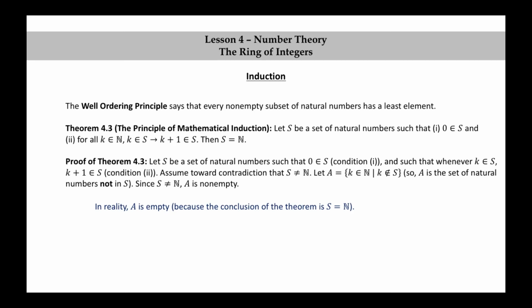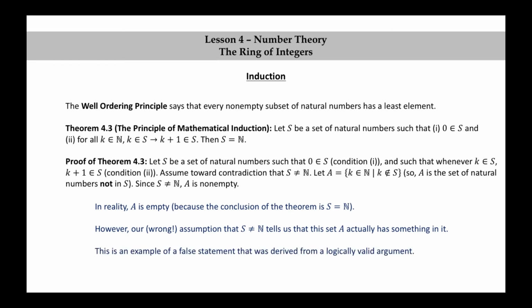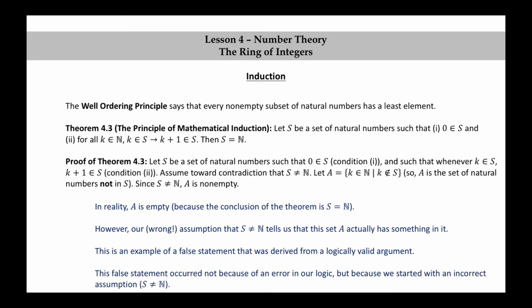Note that in reality, A is actually empty because the conclusion of the theorem is that S is equal to N. So there's nothing that's not in N, which means there's nothing in A. However, our wrong assumption that S is not equal to N tells us that this set A actually has something in it. This is an example of a false statement that was derived from a logically valid argument. This false statement occurred not because of an error in our logic, but because we started with an incorrect assumption. Our incorrect assumption being that S is not equal to N.